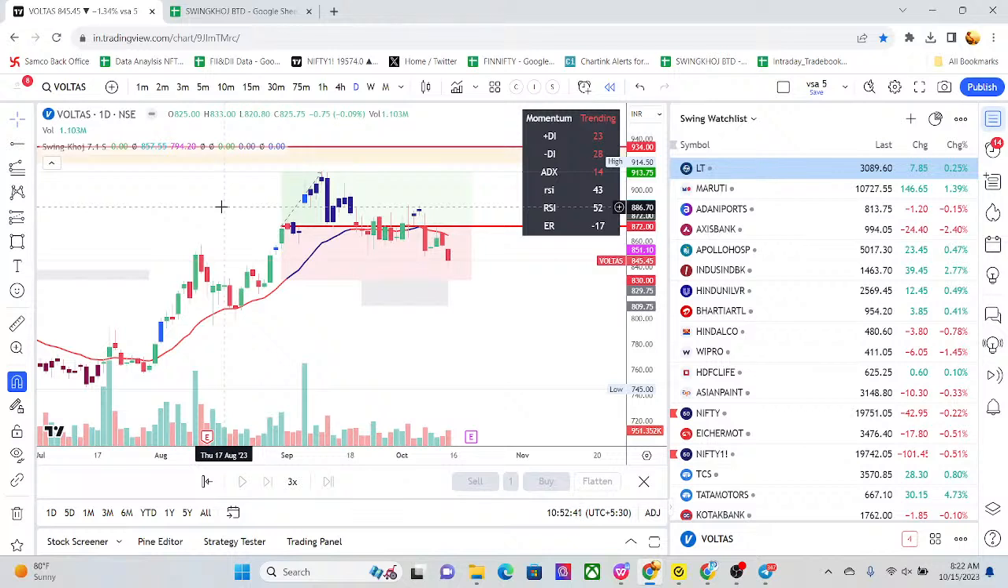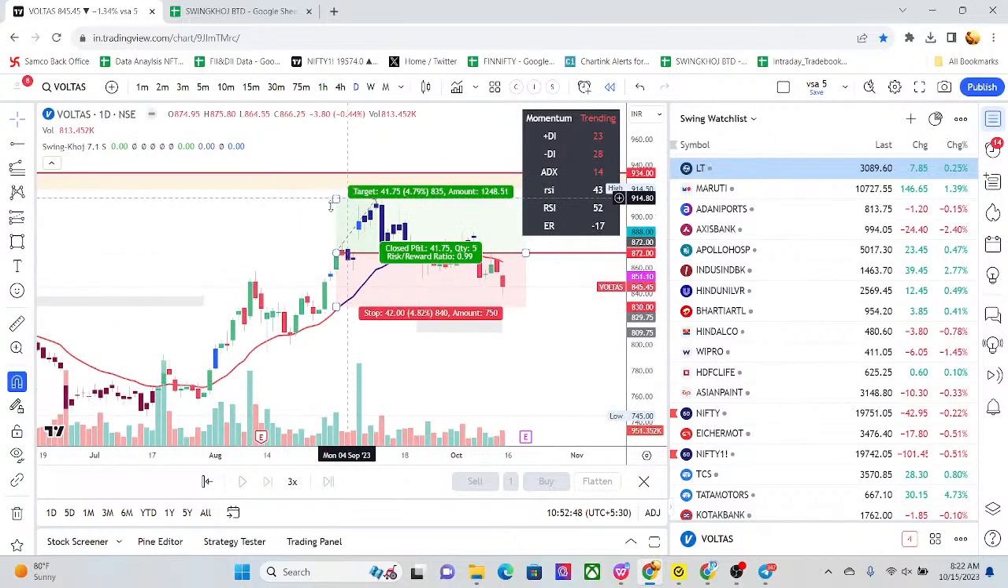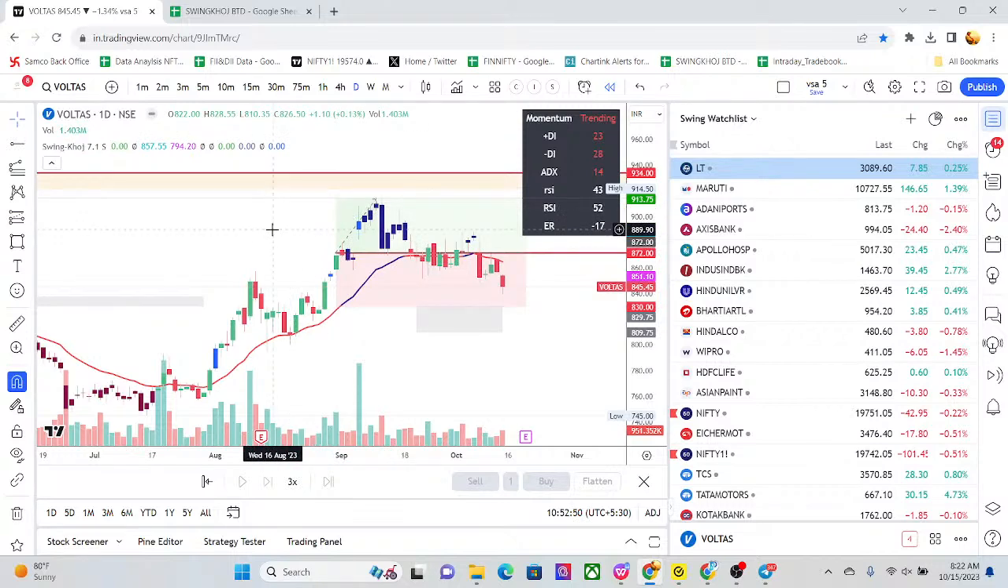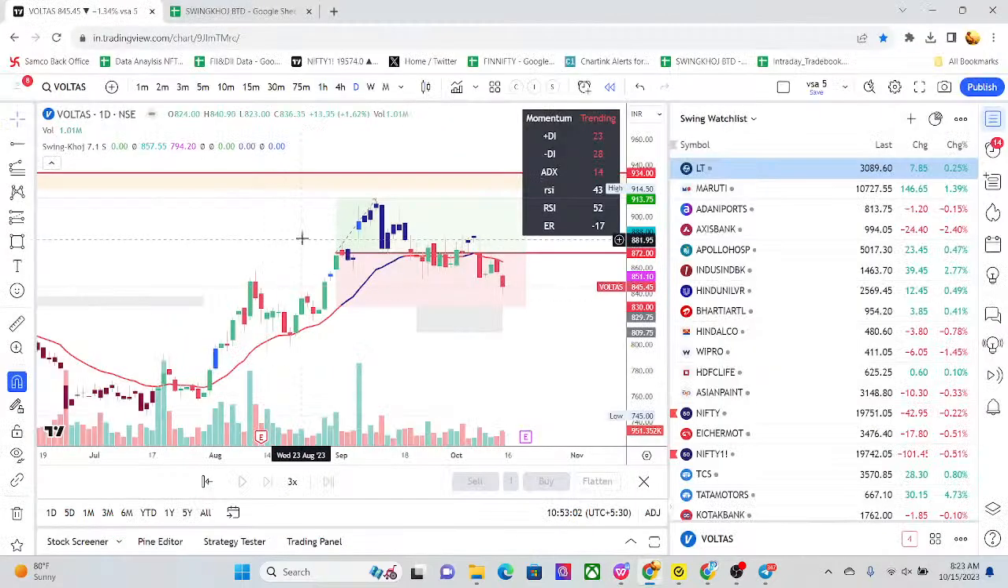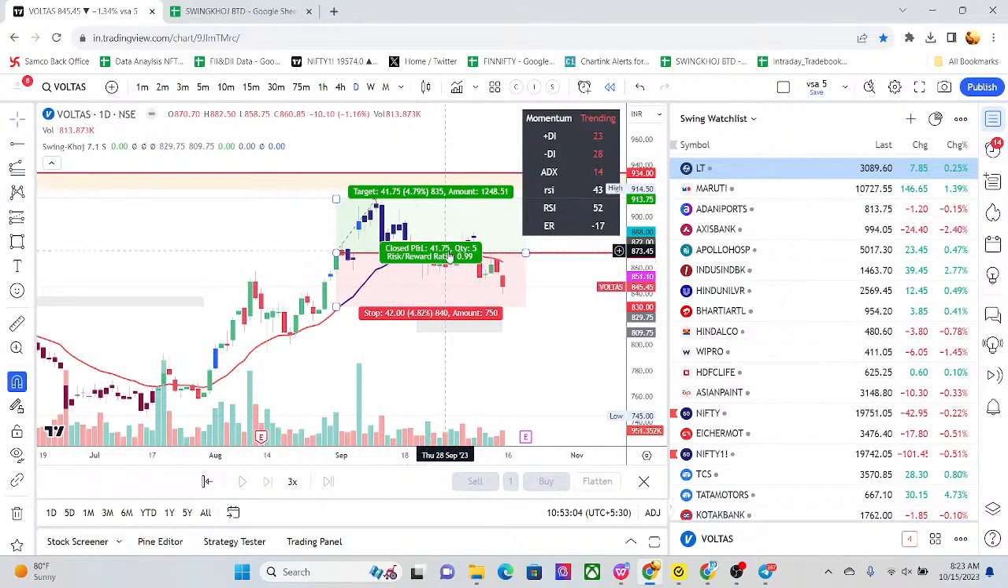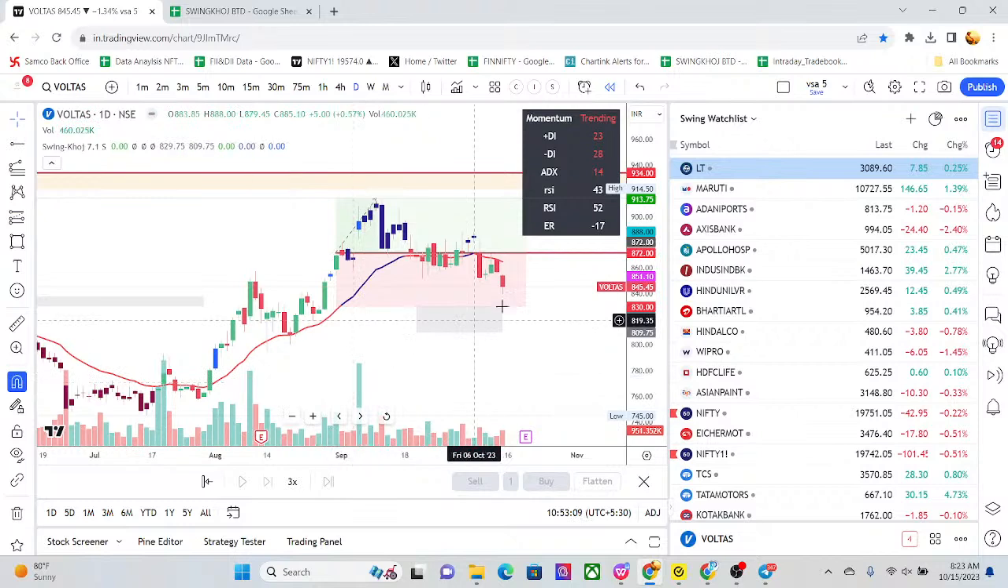So you're getting how to take targets: you're aiming for 1:2 if there is no resistance. If there is resistance before that, we'll go for 1:1. So this is clear. Once the first target is achieved, you can trail on the 20 MA. For example, you booked some here, then if you get a close below 20 MA, you exit, or RSI goes below 55. Any of the two.